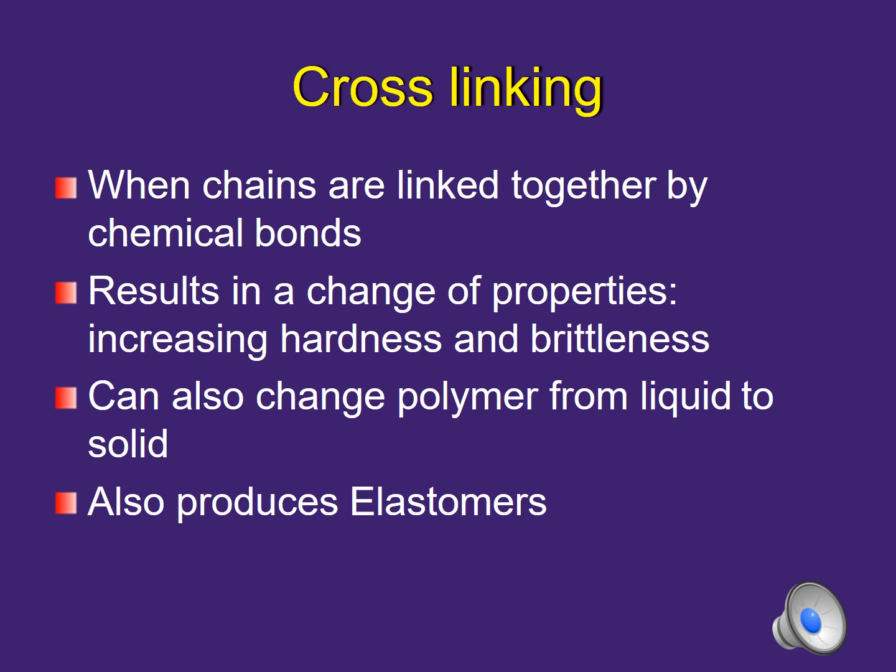Cross-linking. When chains are linked together by chemical bonds, the polymer is said to be cross-linked. This cross-linking can make the difference between a thermoplastic polymer and a thermosetting polymer. More importantly, it can convert a liquid polymer into a solid polymer. This process is used in the setting of many impression materials.